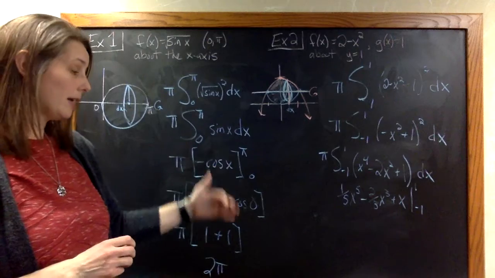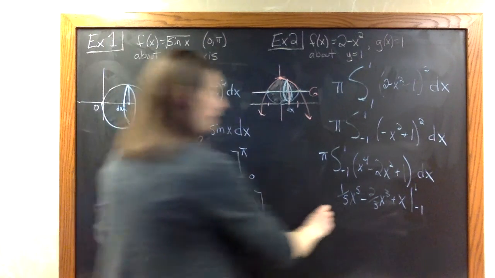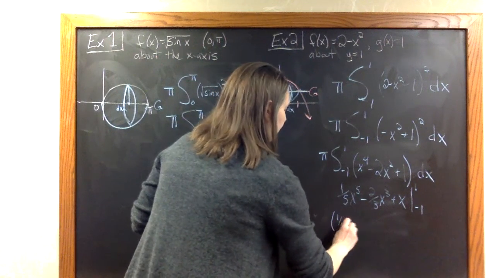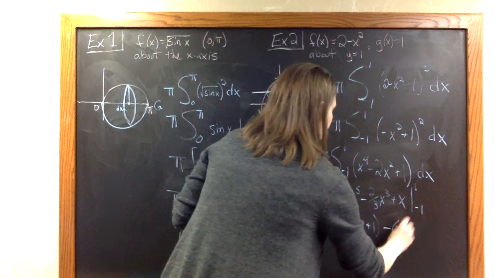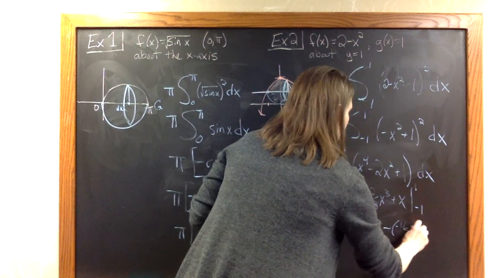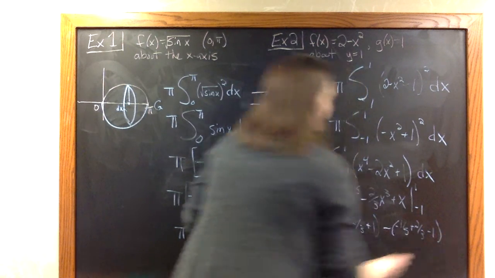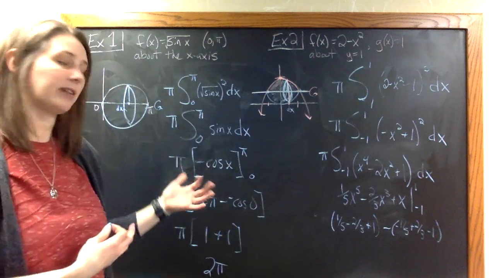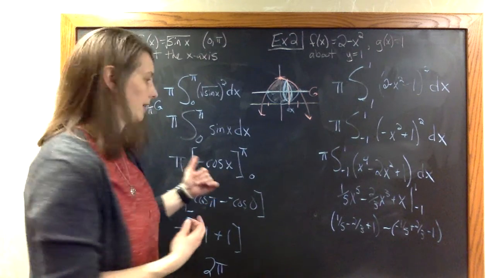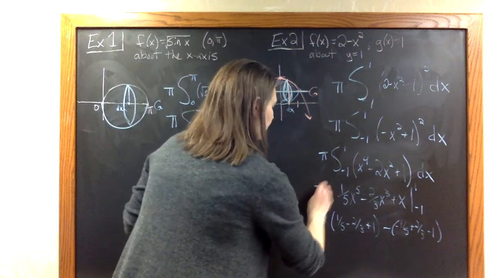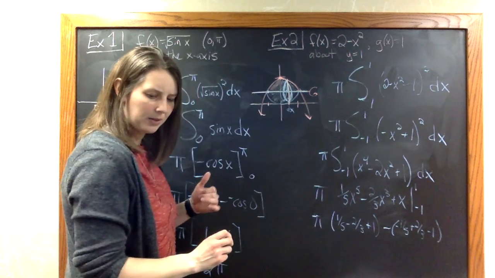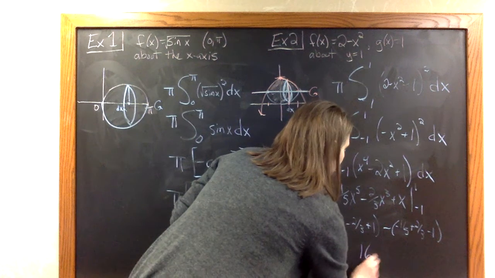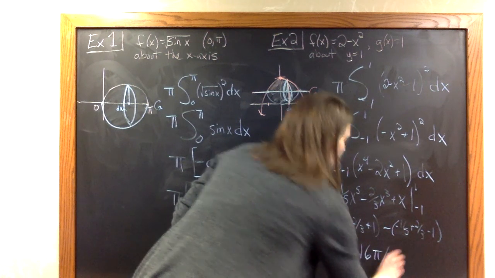And then we're going to plug in 1 and -1. So we get 1/5 minus 2/3 plus 1 minus -1/5 plus 2/3 minus 1. And then you can use your calculator, you can get common denominators, whatever you need there. Somebody forgot to write the pi. There's still that pi out front. And once we get all the way through this, 16 pi over 15.